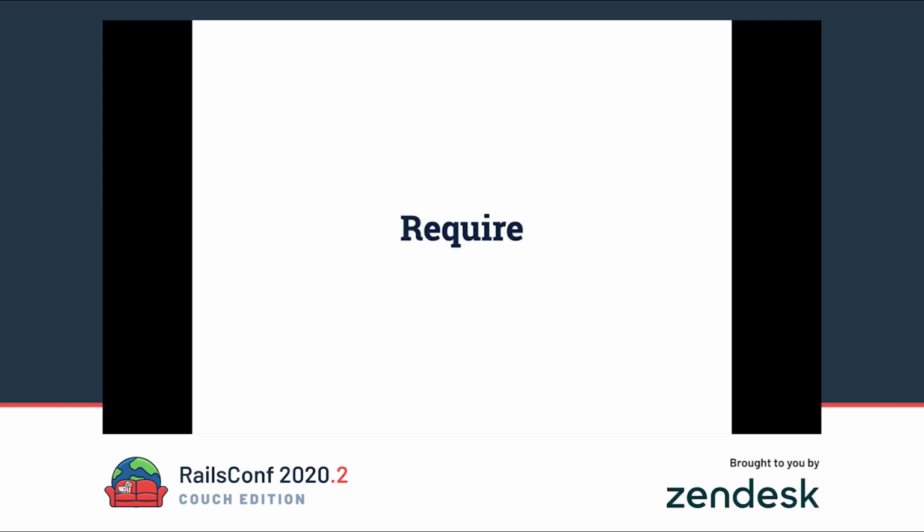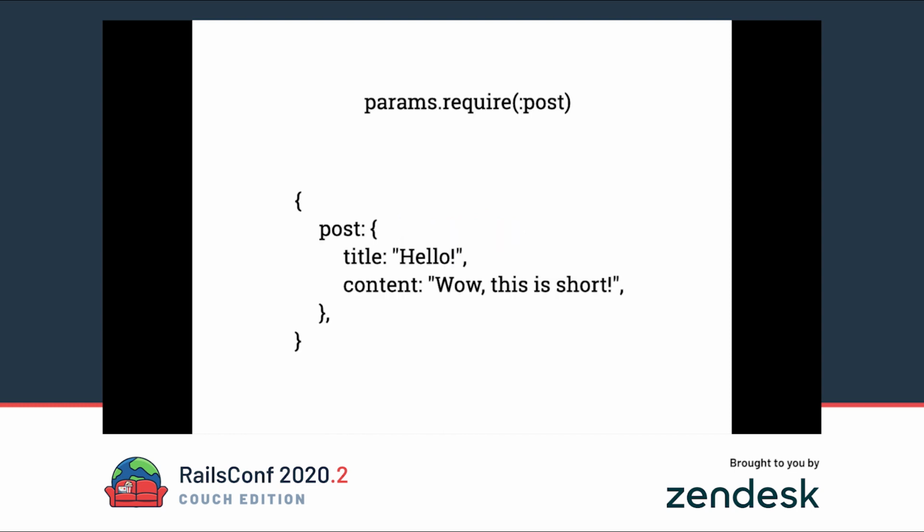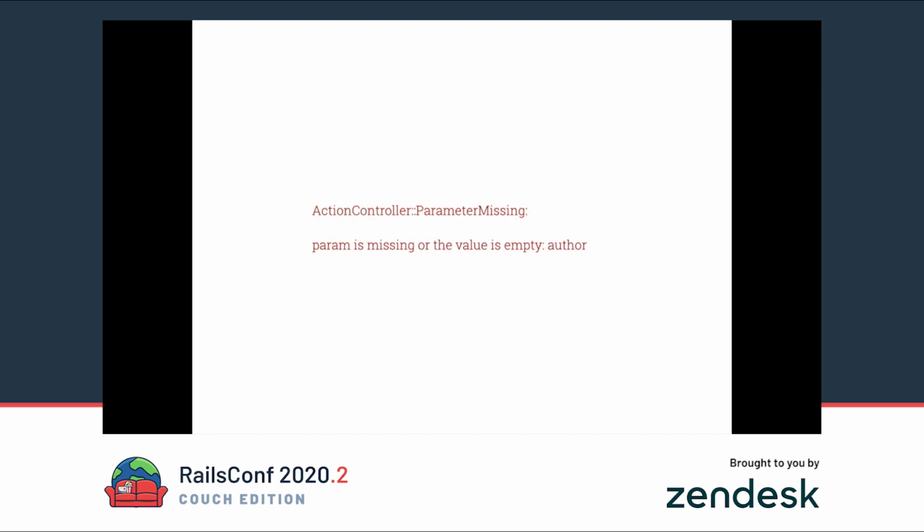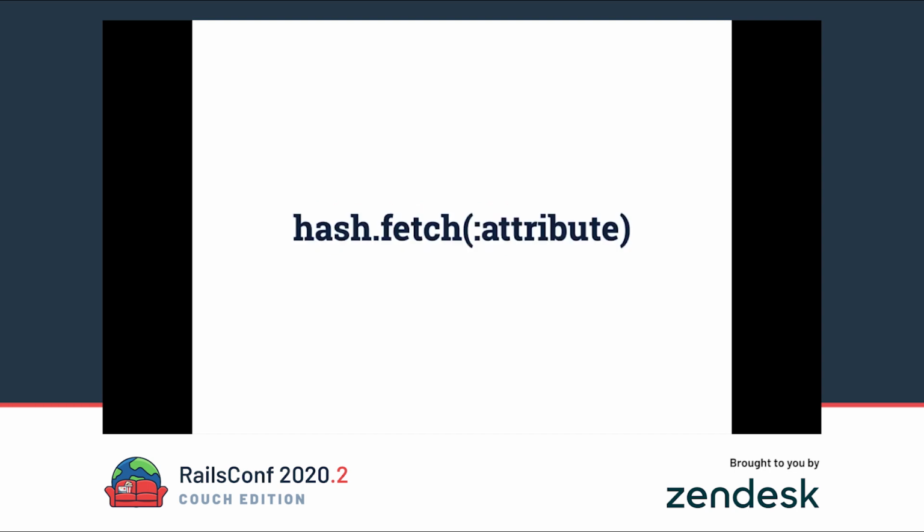Our next step is to implement require. When we call require, we're saying this thing, here being post, must be in the top level of the params hash. And if it is, return its values. If the item that we're requiring is not there, like say we required author for this hash, then it should raise an error. This is a lot like hash's fetch method, where if the key is provided, it returns the data for that key, and if it's not, then it raises an error.